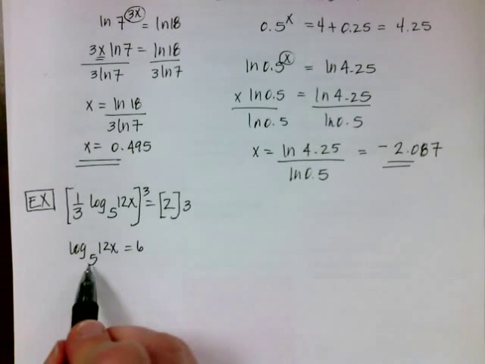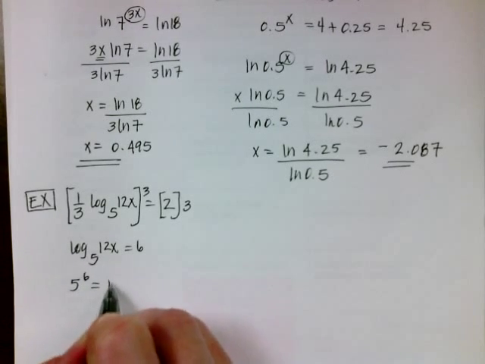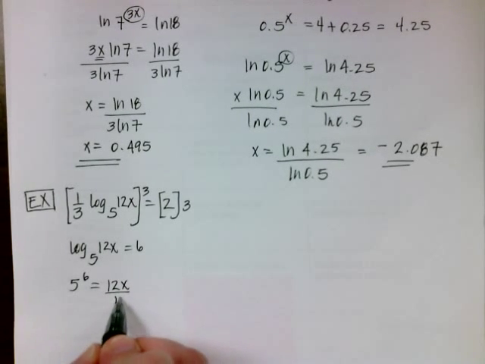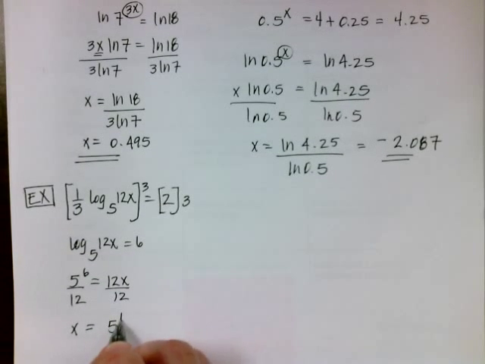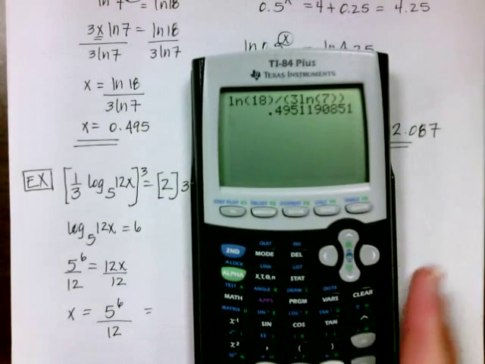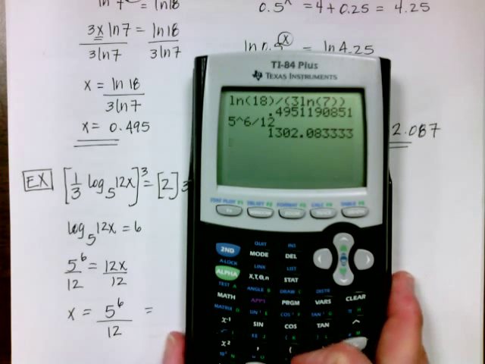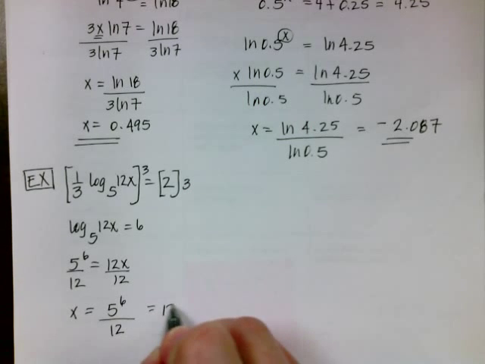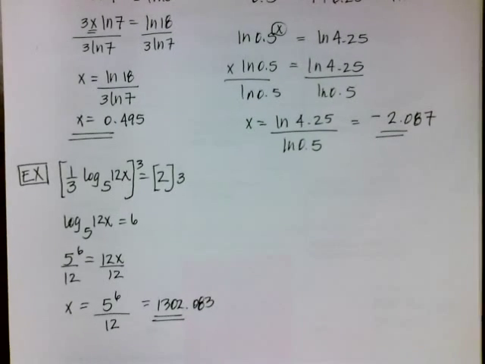Now it's in log form, so I'm going to go back to exponent form. I'm going to say 5 to the 6 is equal to 12x. Divide both sides by 12, and I'm going to get x is equal to 5 raised to the 6th power divided by 12. Again, I just do that in my calculator, so I'll bring in my handy dandy grapher, and I would do 5 raised to the 6th, and then divided by 12, and I get 1302.083. So x is equal to 1302.083. And there's that solution.